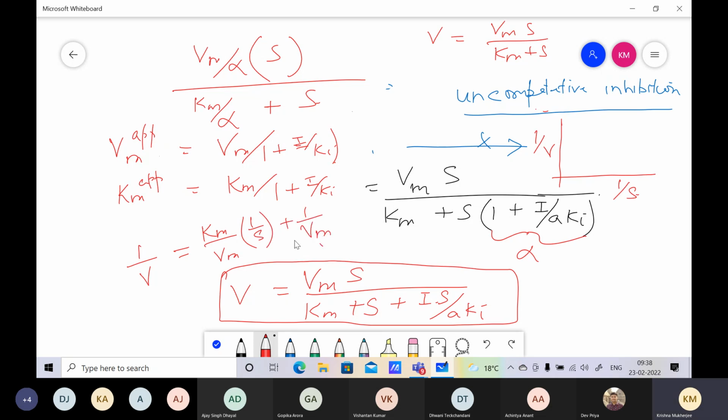Right? So both slope and intercept are changing. The intercept is changing because this is now Vm apparent. The intercept is becoming smaller, but Km upon Vm, or Vm upon Km, is exactly the same because both are divided by alpha. So the slope Km by Vm is unchanged.